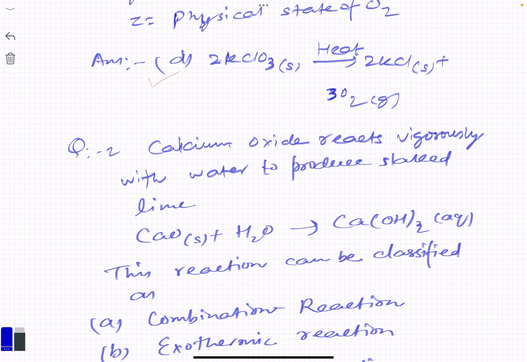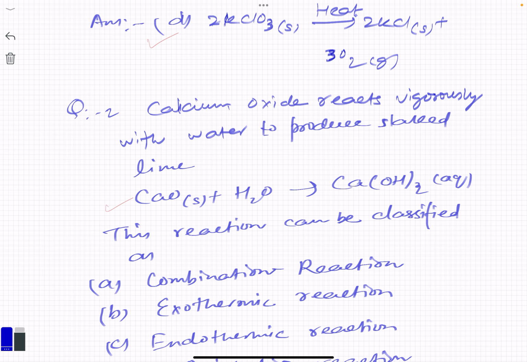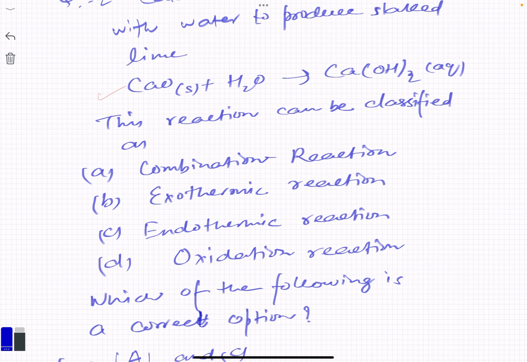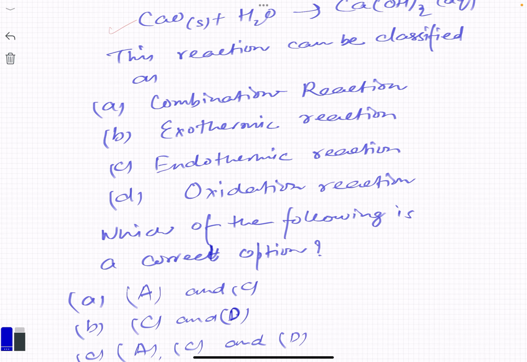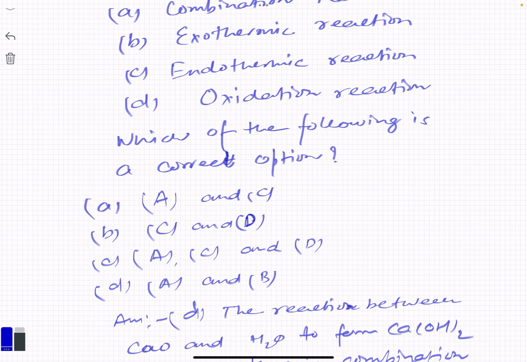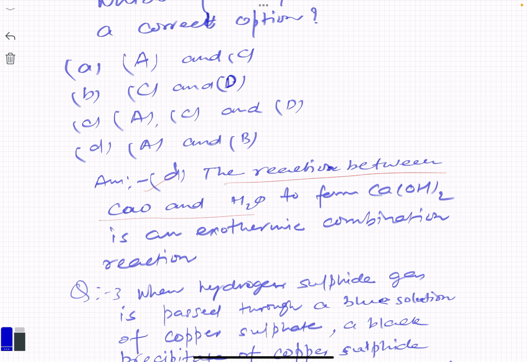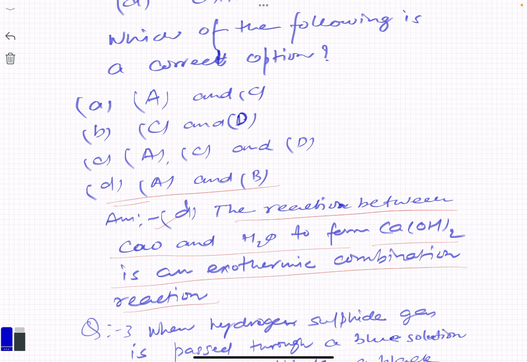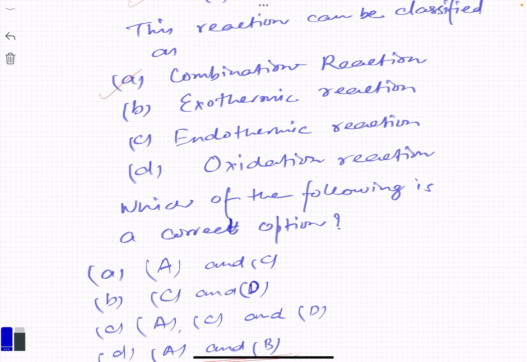Second question: calcium oxide reacts vigorously with water to produce slaked lime. The equation is CaO in solid state plus H2O gives Ca(OH)2 aqueous. Which type of reaction is this? The options are combination reaction, exothermic, endothermic, and oxidation reaction. Which is the correct option? Option D is the correct one. The reaction between CaO and H2O to form Ca(OH)2 is an exothermic combination reaction. So the answer is D. A and B are correct answers: A, combination reaction, and B, exothermic reaction.